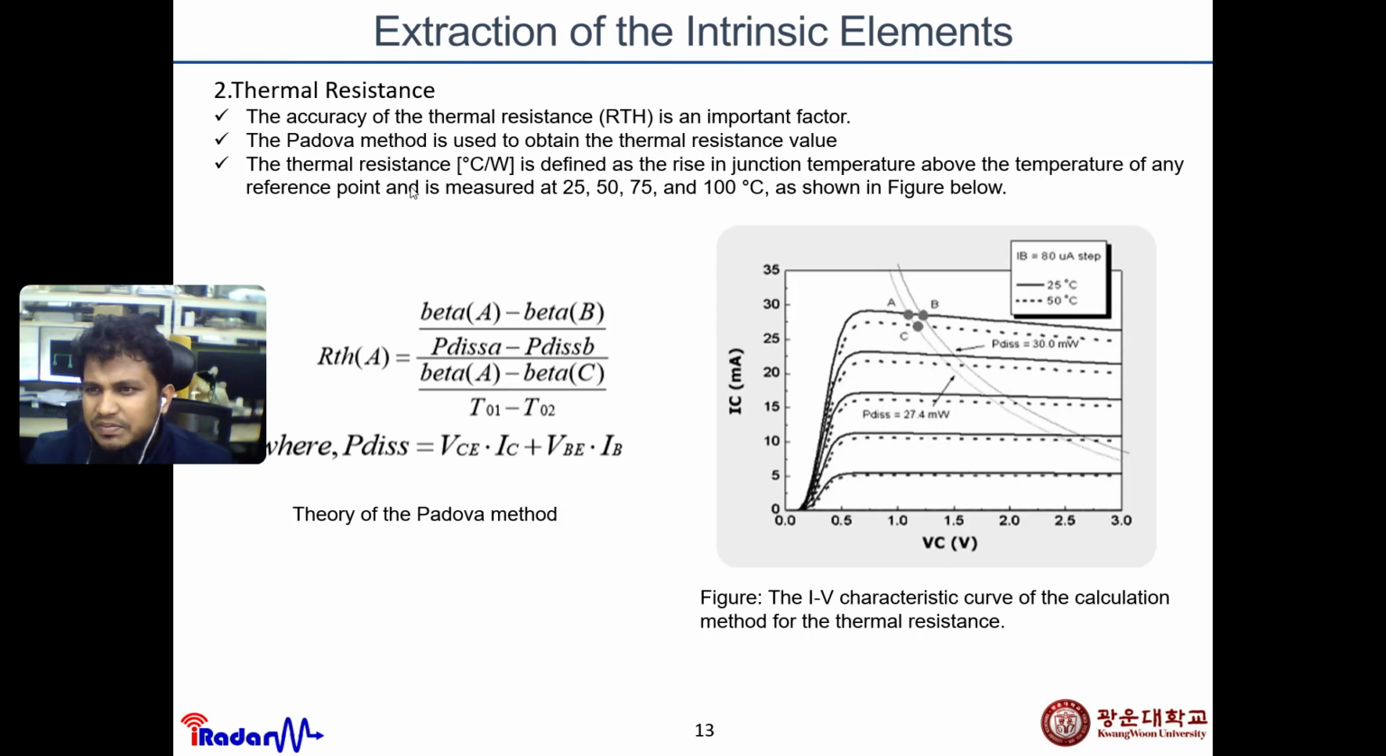The thermal resistance is defined as the rise in the junction temperature above the temperature of the reference point, measured at 25, 50, 70 to 100 degrees Celsius, as shown in the figure below. There is a method called the Padova method, where we use the collector emitter voltage, collector current, base emitter voltage, and base current. Then we get the P dissipation value. From the P dissipation value we calculate the RTH. RTH means thermal resistance. From this calculation we find the thermal resistance of this component or IC.